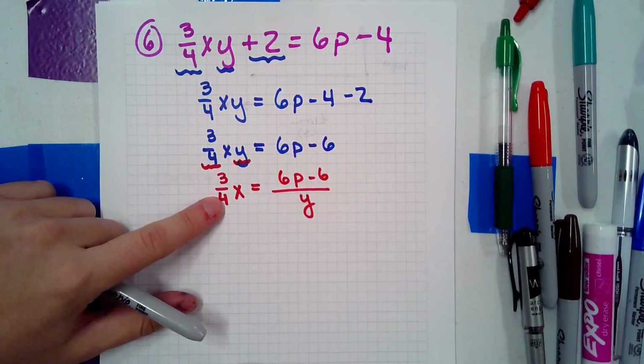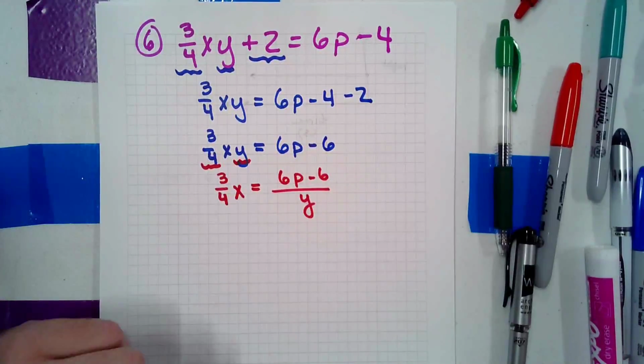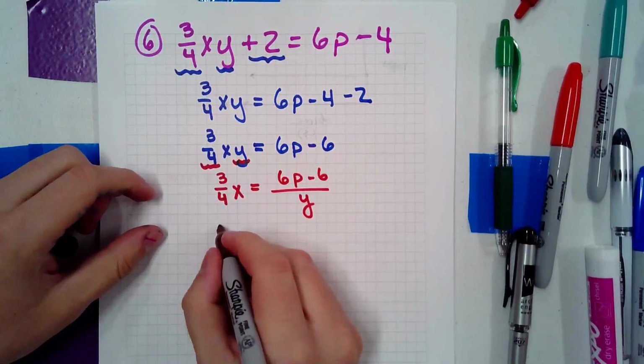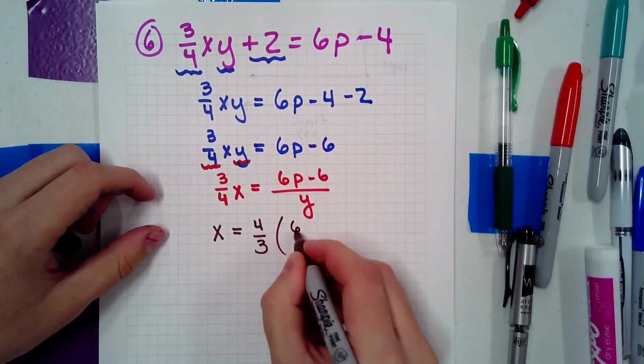So if we flip 3/4, what do we get? 4/3. Thanks for raising your hand, Nelly. No one cares. We times by 4/3 to both sides. So we get x equals 4/3 times everything.